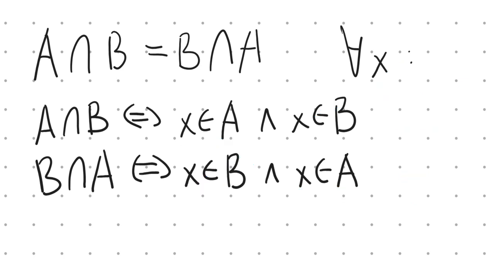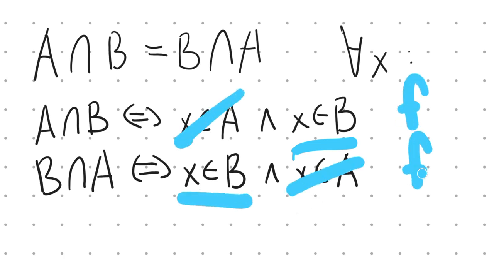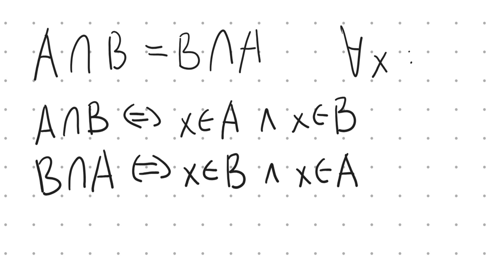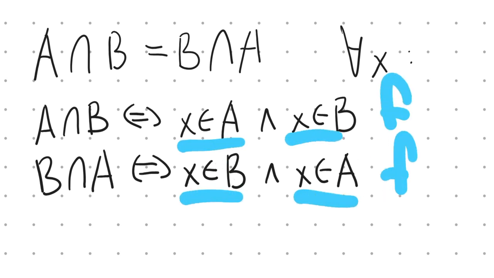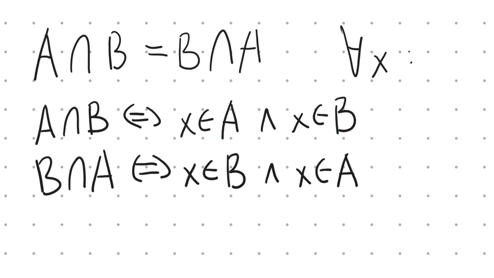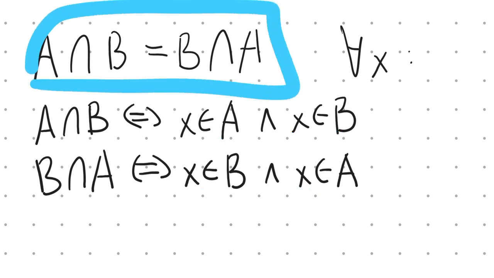Let's say X is in B. Then this is a true statement, this is a false statement, this is a true statement, this is a false statement. So we have false, false, which is also equivalent. Now, if X is in neither A nor B, then this is false, this is false, this is false, this is false. So we have false, false, which also says that the equivalence is true.